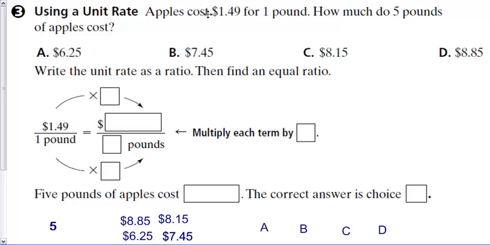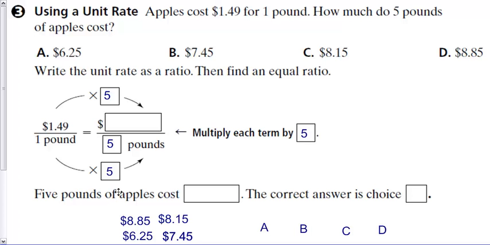Alright, so apples cost $1.49 a pound. I want to know how much 5 pounds cost. So again, they set up our fraction beautifully here. $1.49 over 1 pound. Okay, so what am I looking for here? How many pounds? That's right, I'm looking for 5 pounds. So how do I get from 1 to 5? Well, I multiply by 5. And if I multiply the denominator by 5, I multiply the numerator by 5. So they call it multiplying each term by 5.